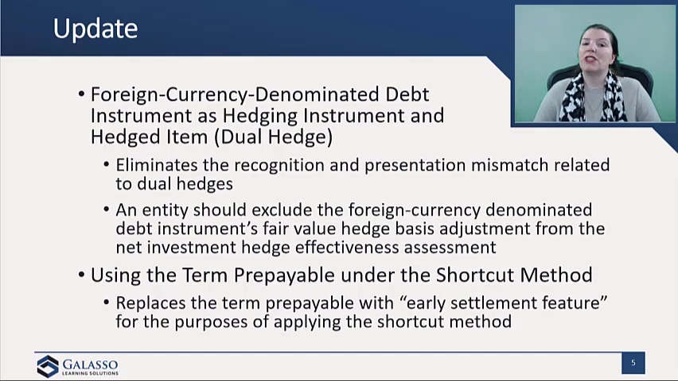The other area is really terminology. They use the same term, but had different meanings for it, and that obviously is difficult for us to ascertain. So it replaces the term prepayable with the term early settlement feature for the purposes of applying the shortcut method to be explicit about what the intent was and to make sure that people understood what the underlying term was intended to mean. So again, not wholesale changing, just providing a little bit more clarity, especially in that guidance.